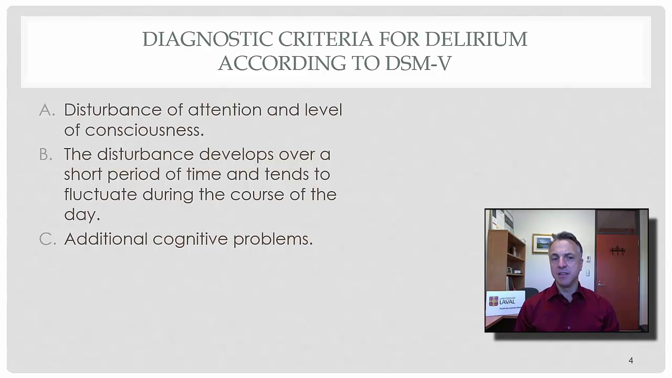And criteria C is additional cognitive problems. It can be memory impairment, disorientation, hallucination. There are also other related criteria. These are the exclusion criteria, but I won't go over them right now.